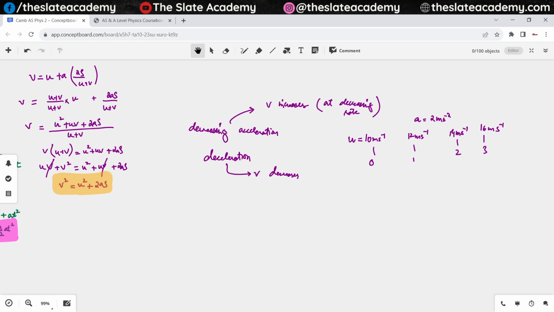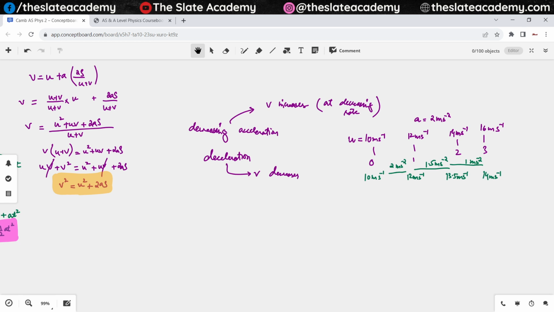Decreasing acceleration would mean that, now I would write in a different color. Again, initially the speed was 10 meters per second. Then the first second acceleration was 2 meters per second squared. So after 1 second, velocity would become 12 meters per second. Then for the next second, instead of having acceleration same as 2, it is now 1.5 meters per second squared. So it would become 13.5 meters per second. For the next second, the acceleration would again decrease to 1 meter per second squared. So it would now increase to 14 meters per second. So the velocity is increasing but at decreasing rate.